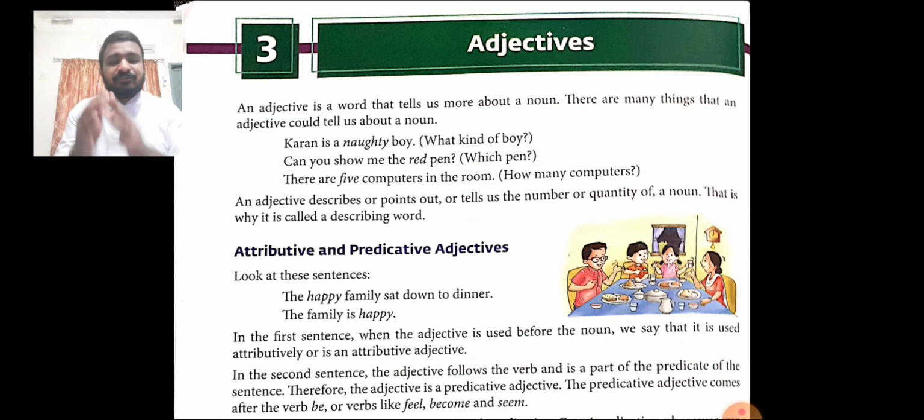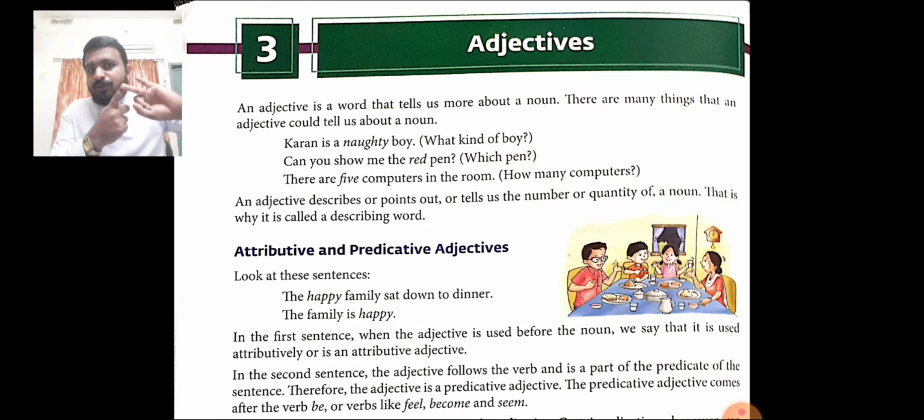Friends, from the very smaller classes itself, you are studying what I mean by an adjective. There you have learned that an adjective is a word that tells more about a noun. And it can be many things. It can be a description or a pointing out or a number or the quality. So four things of a noun can be told, and that can be called adjectives.